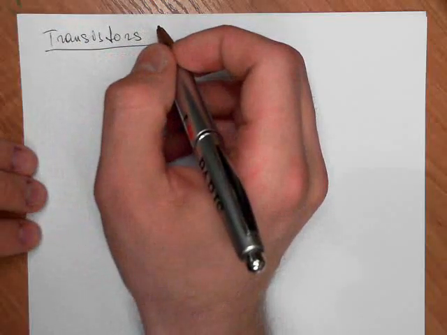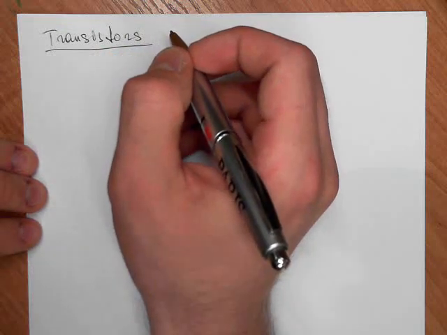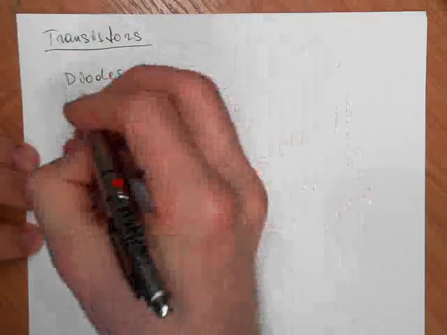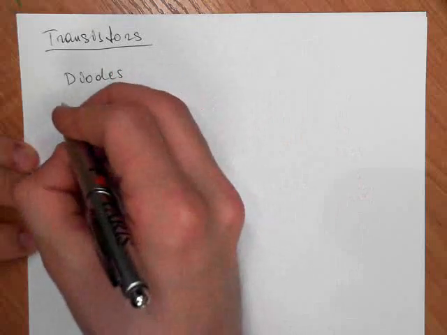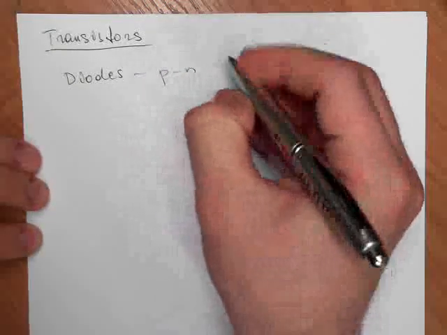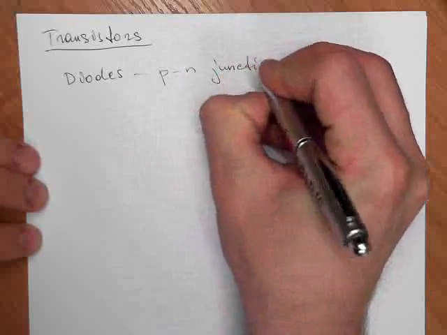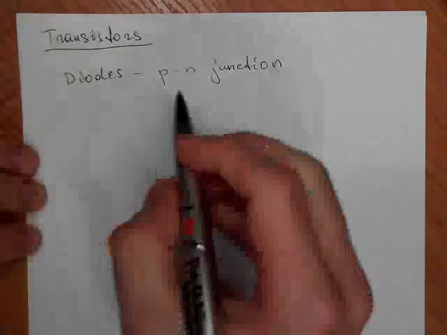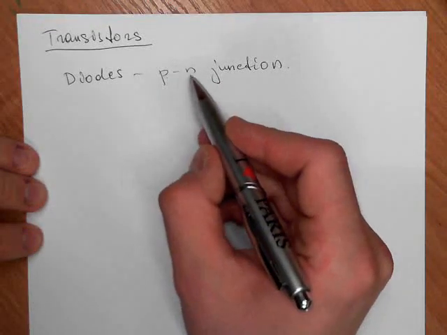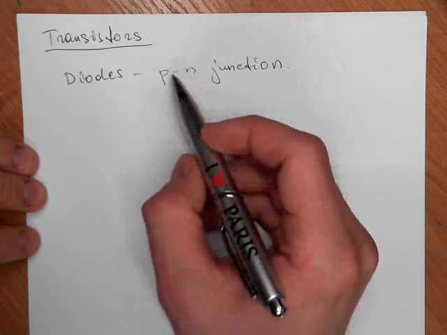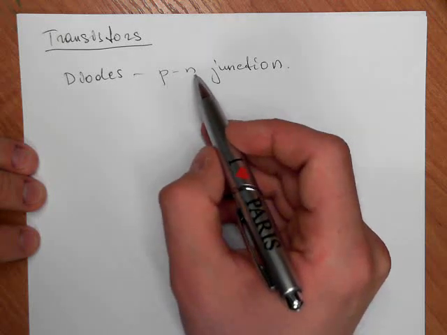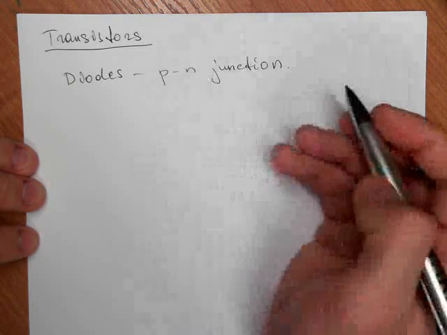So last time we talked about semiconductor diodes. Diodes were made of one p-n junction. So diodes are basically one p-n junction made of p semiconductor and n semiconductor, which has positive conductivity produced by holes and negative conductivity produced by electrons.